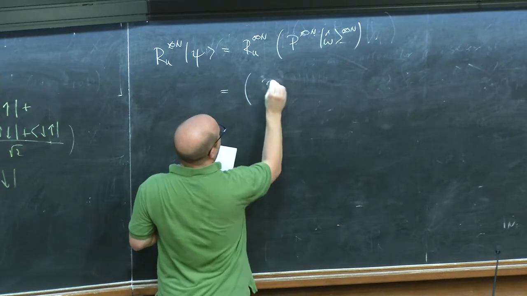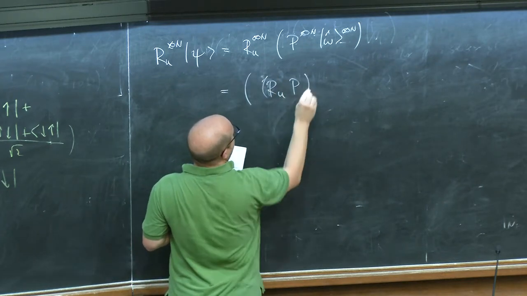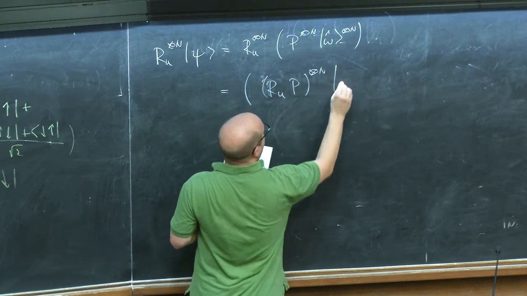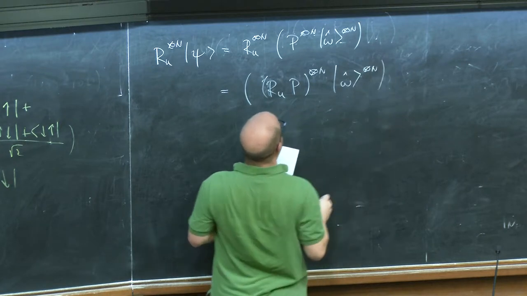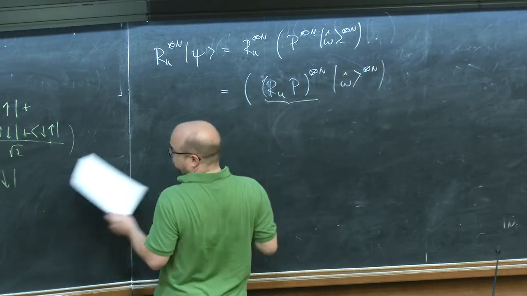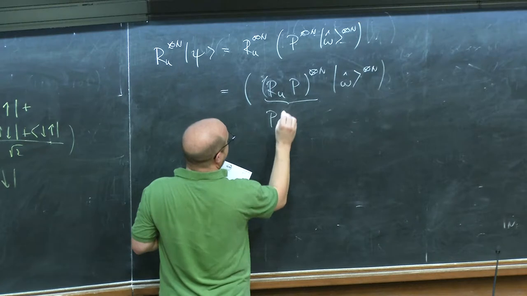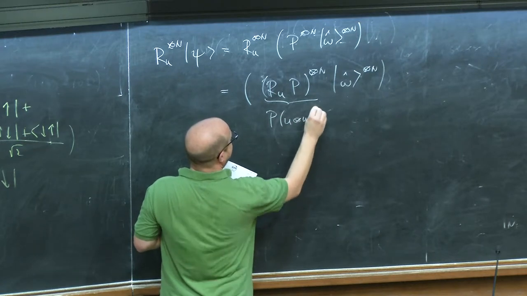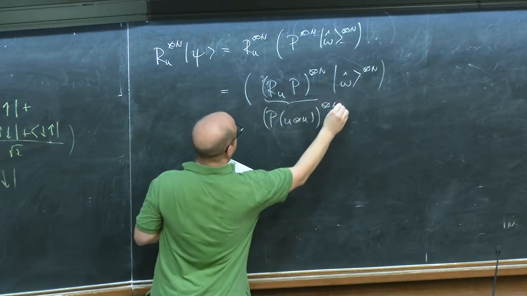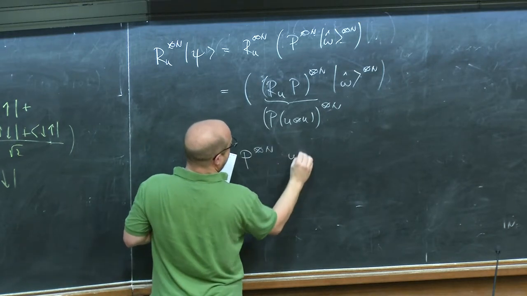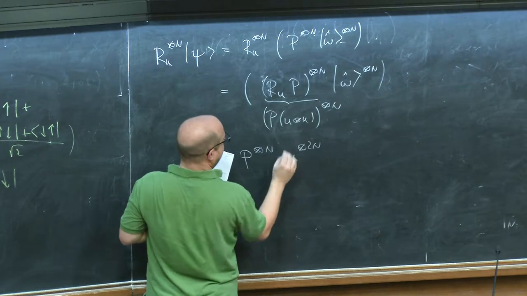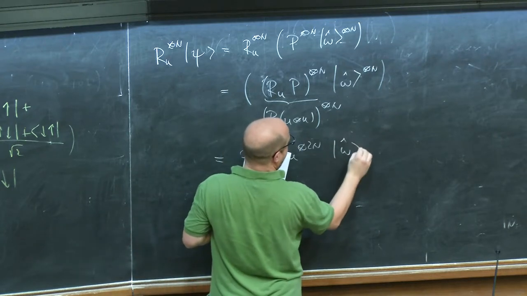So what we have is R U times P tensor N acting on omega hat tensor N. And this again, using that condition, is nothing but P times U tensor U times N. So overall, we have P times N U tensor 2N acting on omega hat tensor N.